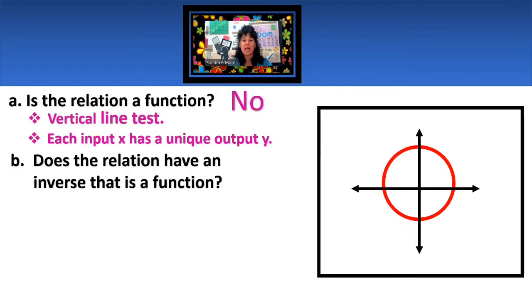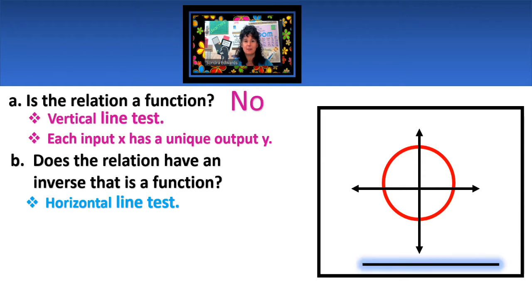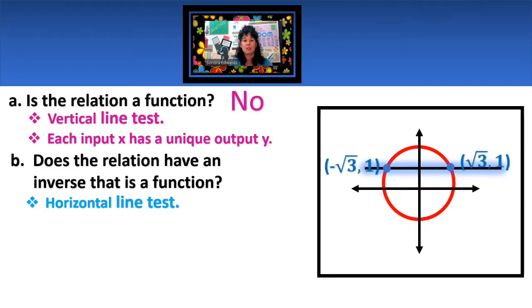Does the relation have an inverse that is a function? To answer that question, we can perform the horizontal line test, very similar to the vertical line test, moving that from bottom to top. I'm stopping it there to illustrate that we are in contact with the graph at more than one point at the same time. So the horizontal line test fails, so we know that no, the relation does not have an inverse that is a function.